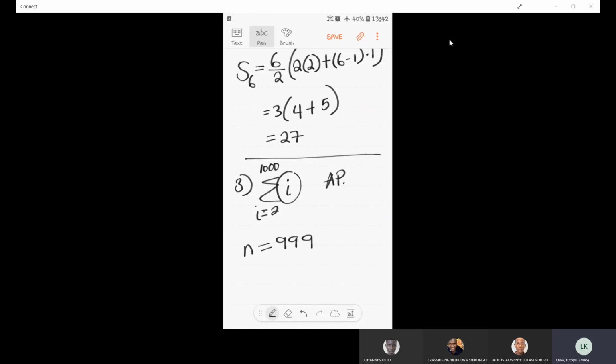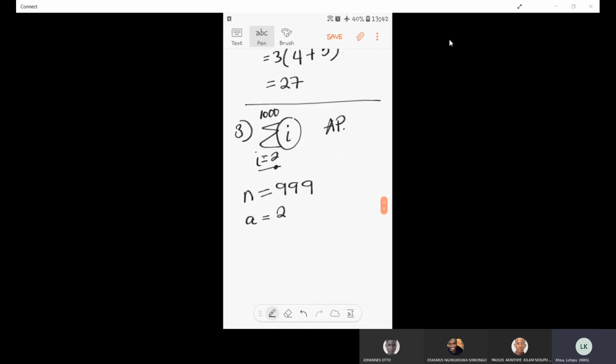999. Okay, so again, if I was counting from 1 to 1,000, I would have 1,000 numbers, but then 1 is not included because my starting point is 2, so it's 999 terms. Then a is just equal to 2 because my starting point is when I is 2 and that is the first term. And then d, we say d is the coefficient of I. Here the coefficient of I is 1. Okay, so d is 1.